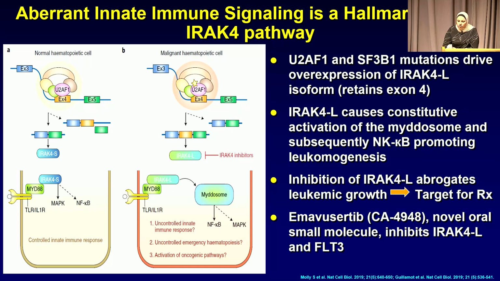Emavusertib is a novel oral inhibitor which inhibits both IRAK4 long isoform and FLT3 and is currently being assessed in early phase trials in patients with relapsed refractory higher risk MDS, with very limited data published so far.